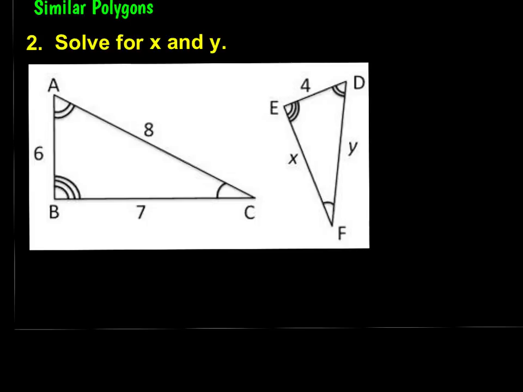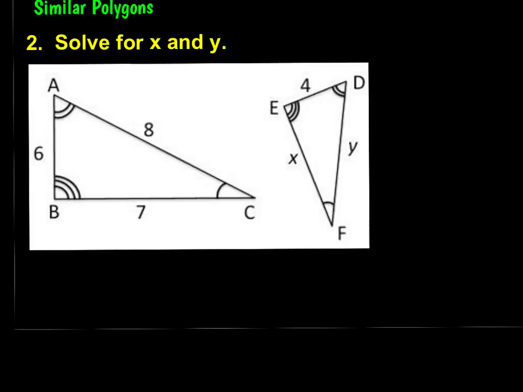Okay, on to problem 2. This time we have to solve for x and y. And we know that these two triangles are similar because of the angles. So if you have angles that are all congruent, so we have these two angles are congruent, these two angles are congruent, and these two. So corresponding angles that are congruent, you know that you have two similar shapes. So because they're similar, we can find the sides that would be similar and solve for any missing sides.